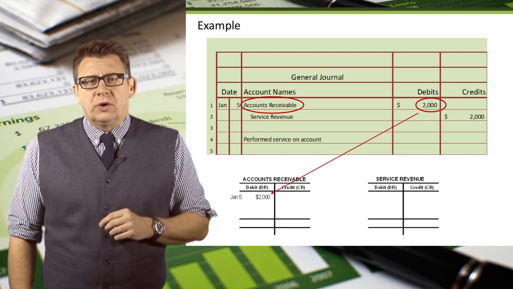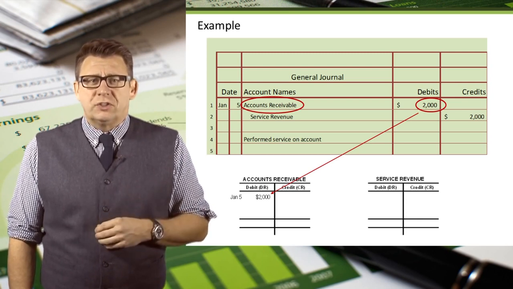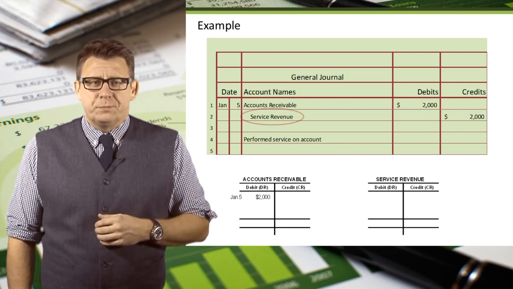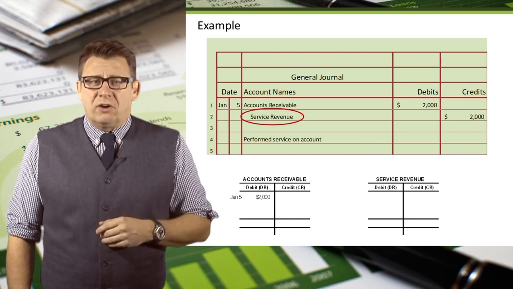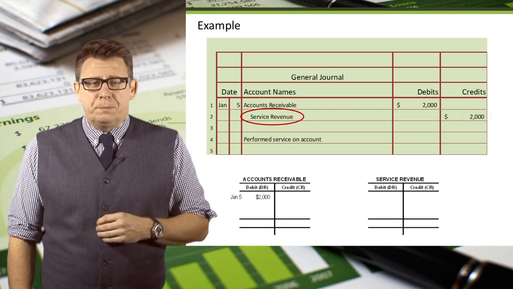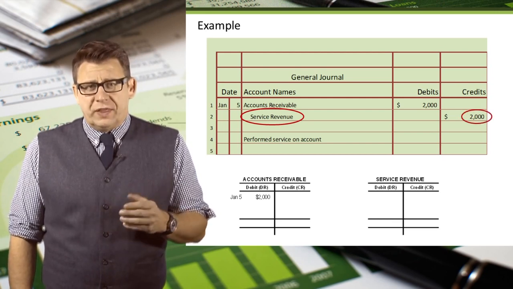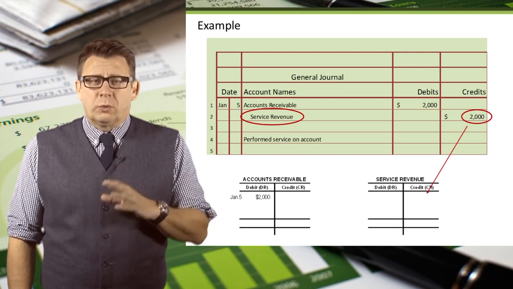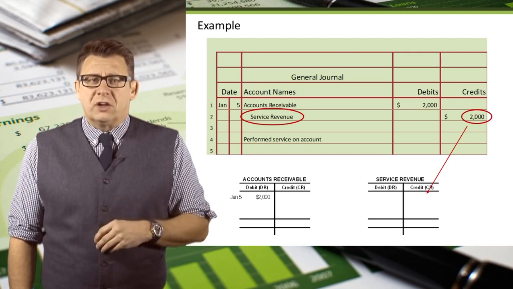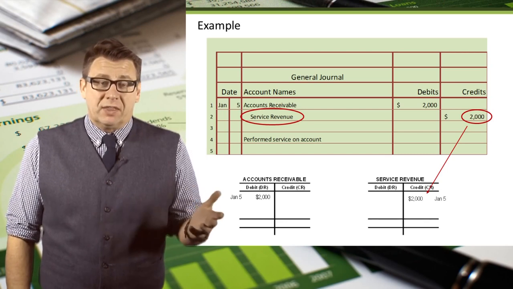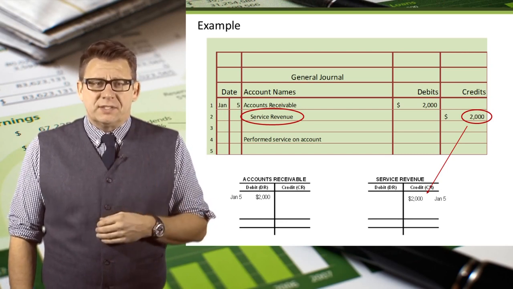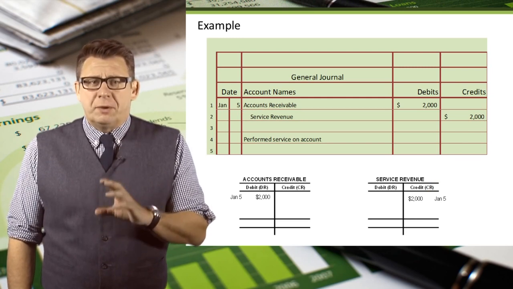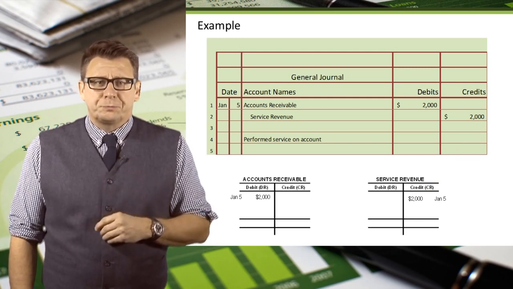Make sure to include the date or some reference to the journal transaction. Now let's post the credit. Identify the credit account, which in this case is service revenue, the amount of the credit, $2,000. So in the ledger for service revenue, we will record or post $2,000 to the credit side, like this. And don't forget the date. So now you can see that the amounts from the journal have been posted in the ledger.